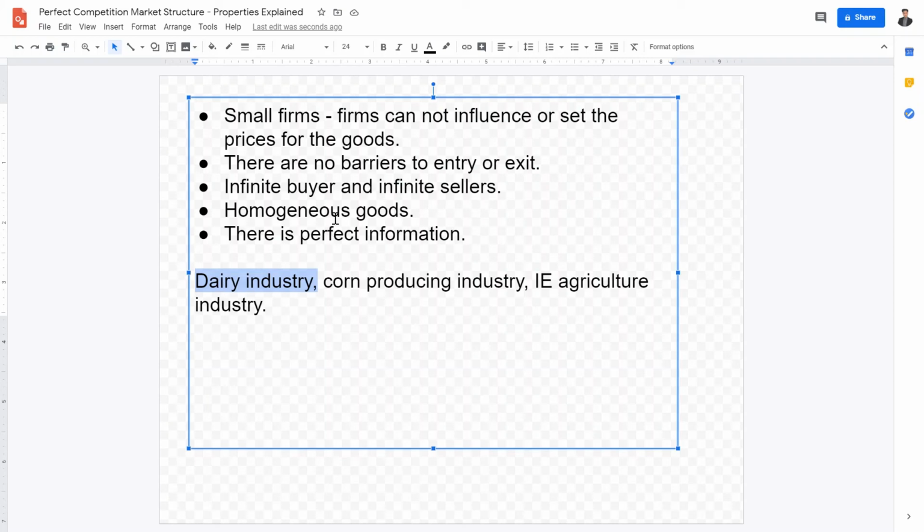Within the dairy industry, however, there are a lot of buyers and a lot of sellers. It's not infinite buyers, it's not infinite sellers. However, there are a lot. These are also homogeneous goods, regardless of whether you are producing milk from this producer or your mom's producer, or from India to America to Asia to Africa to Australia. Your milk is basically going to be the same. Therefore, homogeneous goods are occurring. And perfect information, of course, does not exist in the dairy industry. So as you can see from the agricultural industry, a perfectly competitive market structure is indeed seen to a certain extent, or to a greater extent when compared to other market structures.